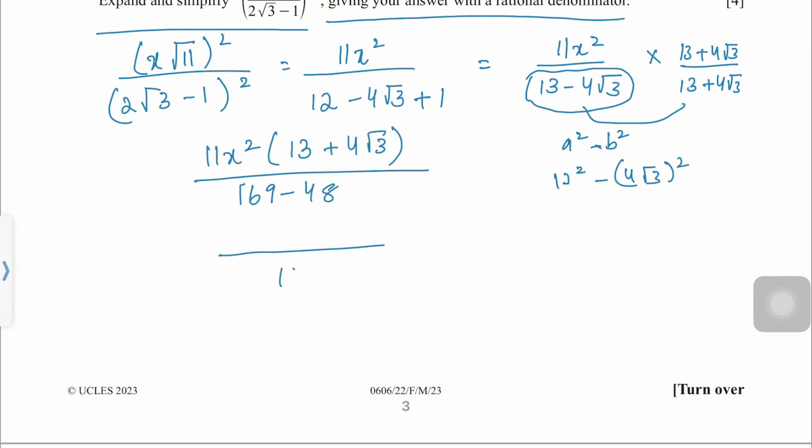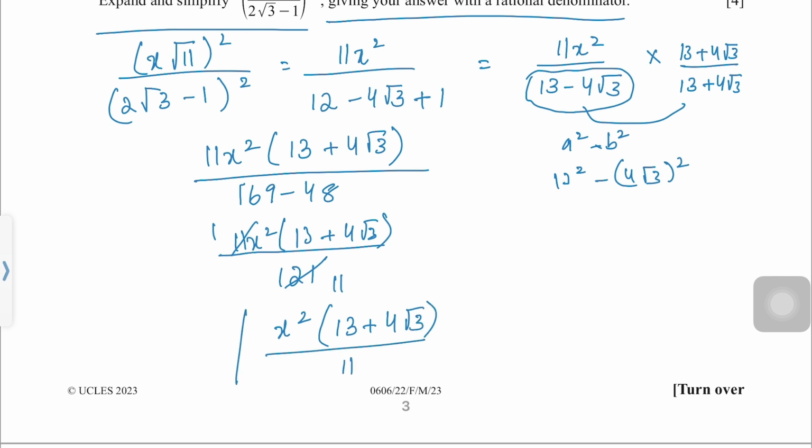This would be 121, 11x squared, 13 plus 4 root 3. This would be cancelled by 11. So our final answer would look like x squared times 13 plus 4 root 3 over 11. So this is our final answer.